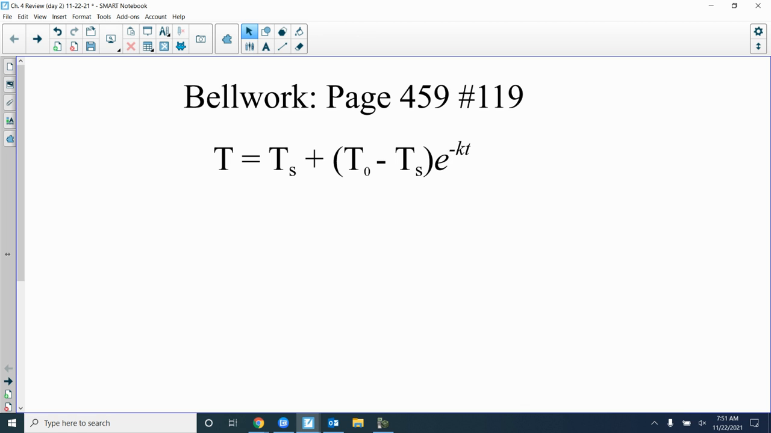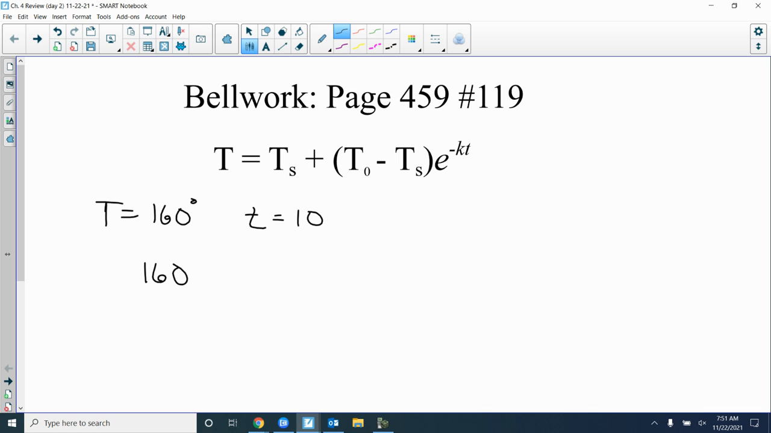Temperature is, what was I saying? After 10 minutes, the temperature is 160 degrees. So this big T is 160 degrees after t equals 10 minutes. So I got 160 degrees equals the temperature of the surrounding area, which is the oven.